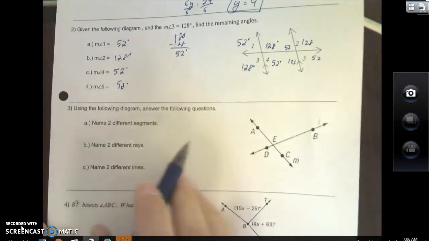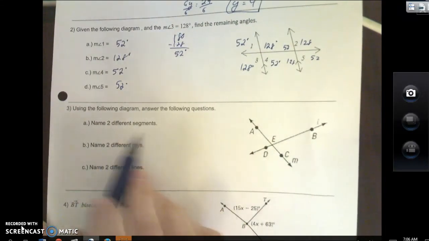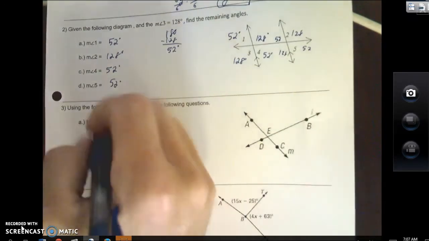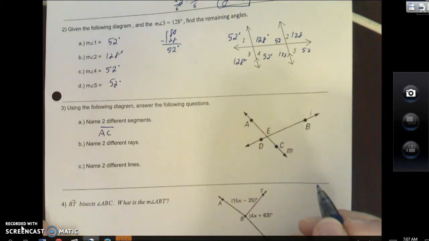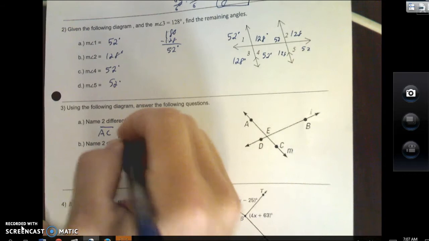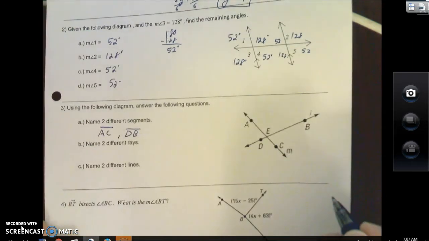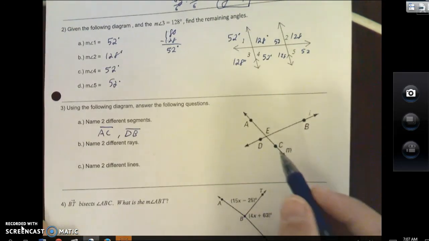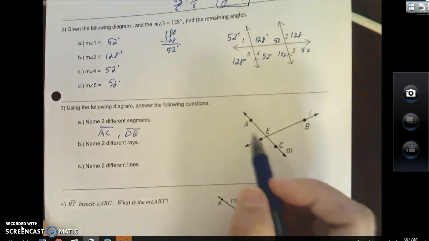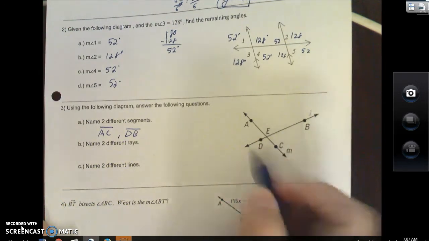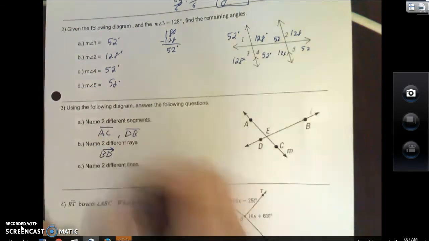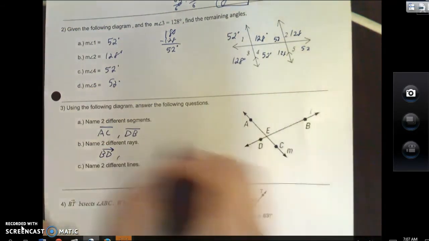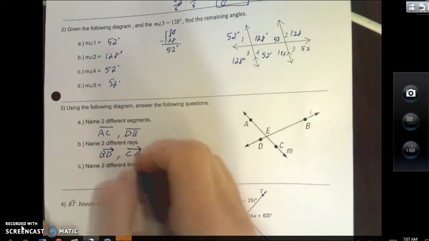Using the following diagram, answer the following questions. Name 2 different segments. There's tons of segments you can choose from here. You could say AC, but the important thing is that you have the line segment over top of it. I could say DB. Cool. 2 different rays. Again, you have tons of choices here. I could say BD. Make sure you put a ray over top of it. CA. Make sure you put a ray over top of it.